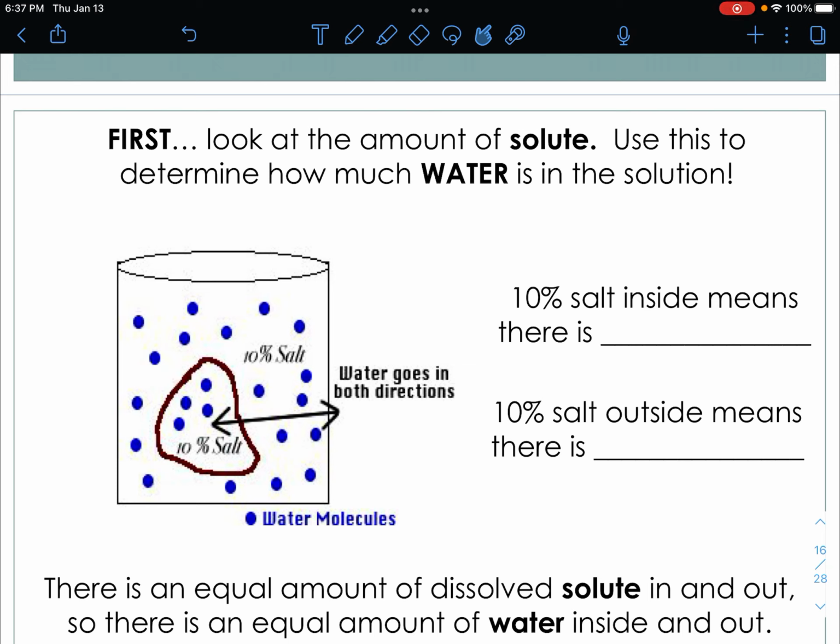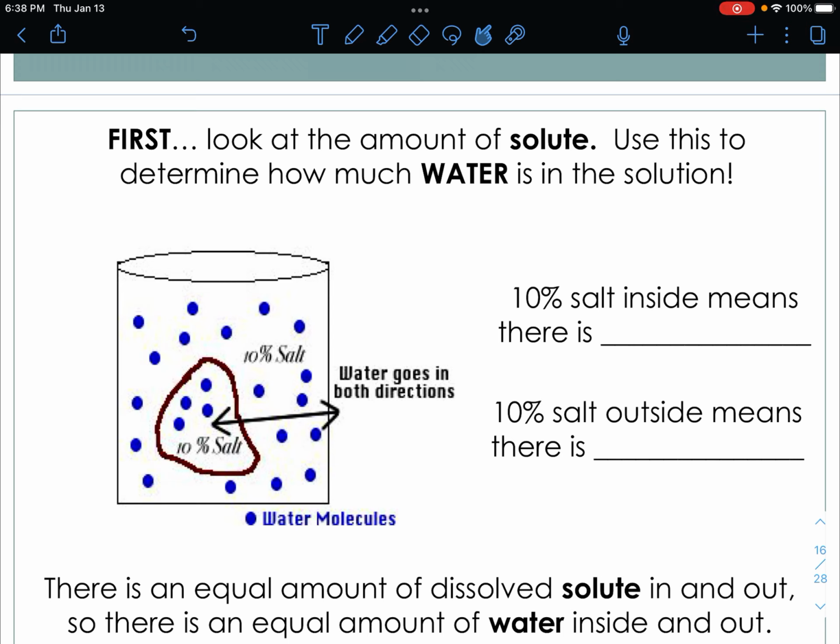All right, so if we take a look at our example here, we have a beaker filled with water and some salt, and then inside the beaker we have a cell. All right, so the first thing that we're going to do is we're going to look at the amount of solute. In this case, we're looking at the amount of salt, and we're going to use this to determine how much water is in the solution.